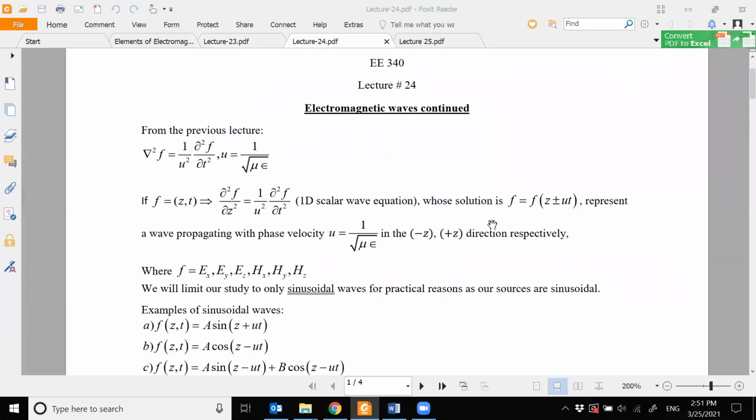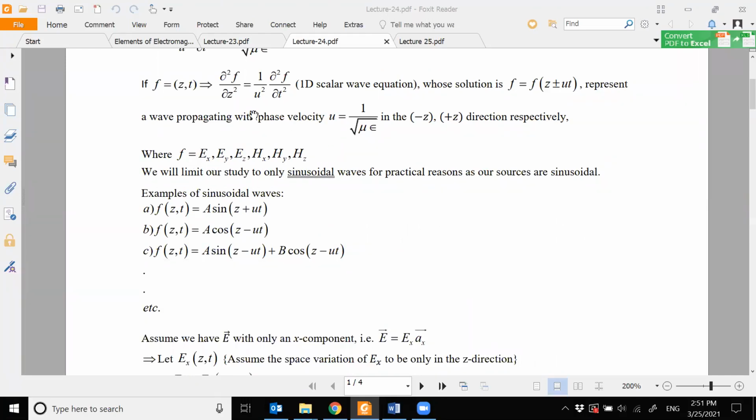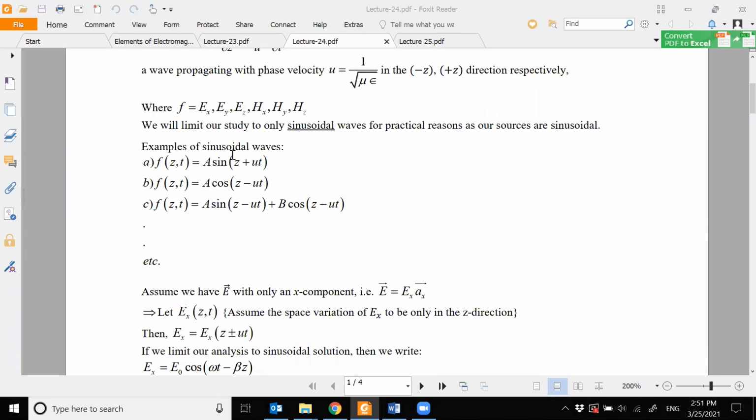we saw that this function, f of z plus or minus ut, is propagating in space as time passes by, and the velocity at which it is propagating is 1 over root of mu epsilon. Here f can take any of these field components, and there are different solutions available, but we need to select the more logical solution that is required for our electromagnetic waves.